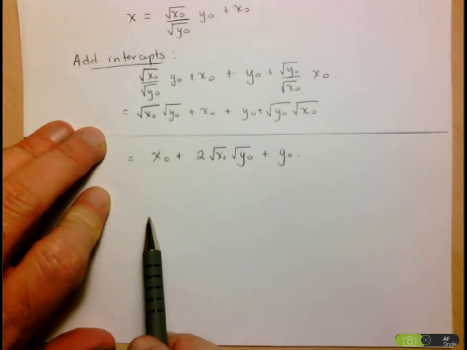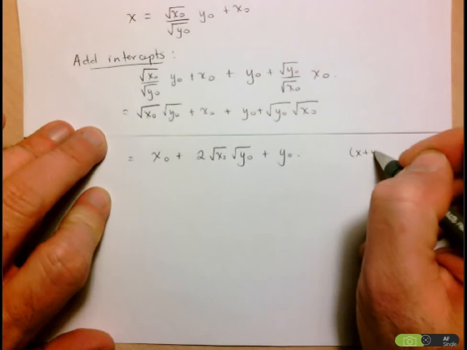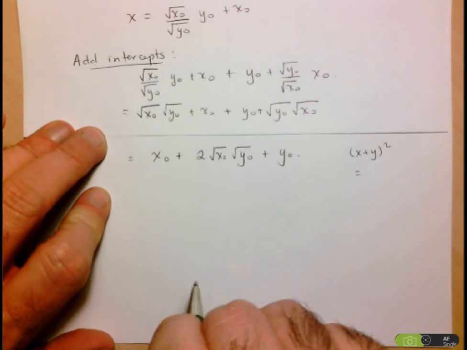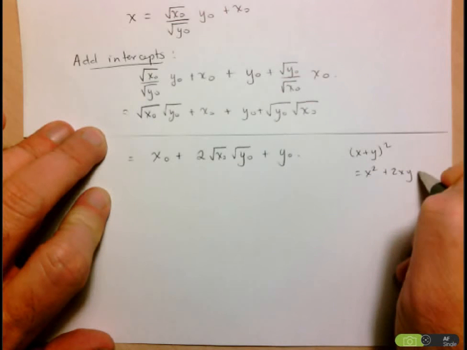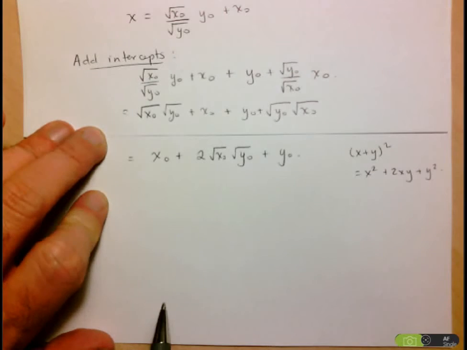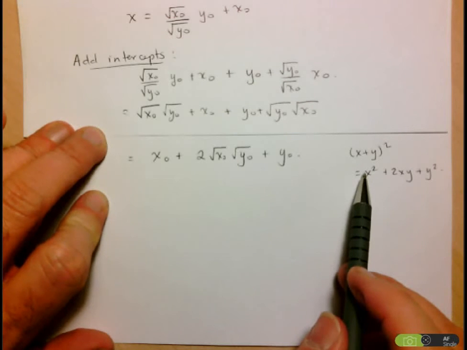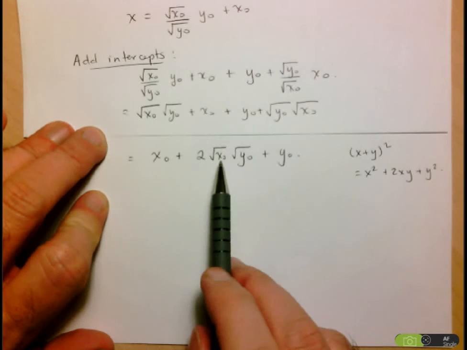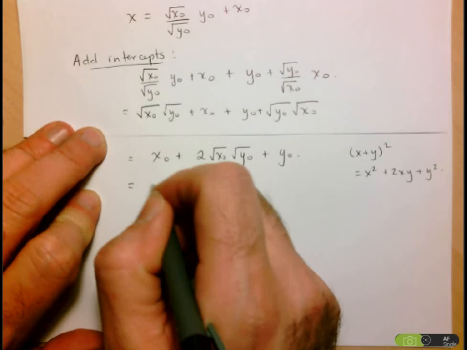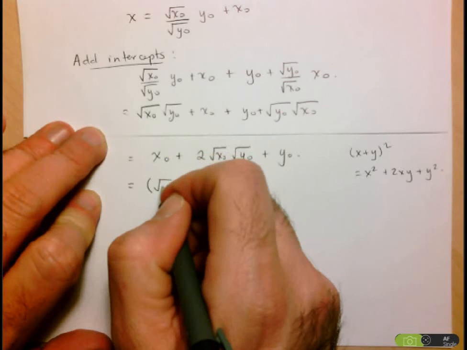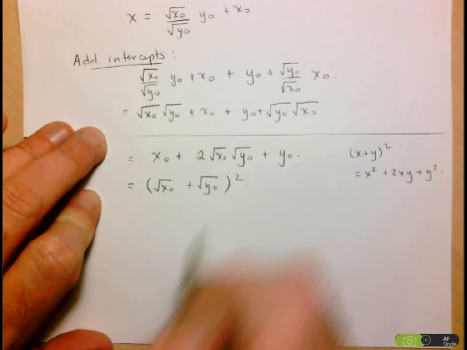Okay, and I want you to look at this expression, and I hope that you'll recognize in this expression a perfect square. Okay, so remember, if I have x plus y squared, and I expand that, I have x squared plus 2xy plus y squared. Okay, this is exactly what we have here, except what are my x and y here? Just square root of x naught, square root of y naught. So this can be factored as square root of x naught plus square root of y naught squared.